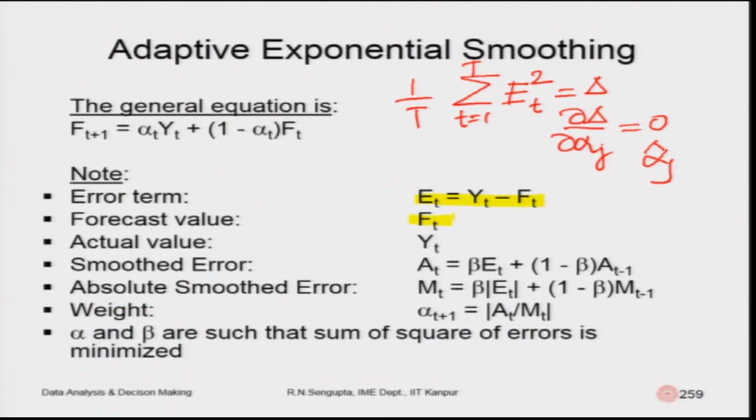F t is the forecasted value with the suffix t, y t is basically the actual value with suffix t. Now, there would be two different terms which will be coming, one to smoothen out the errors and find out the absolute smooth error. So, smoothing means that if there is a trend that the values are increasing, so basically increase it slowly and bring it to the average value.